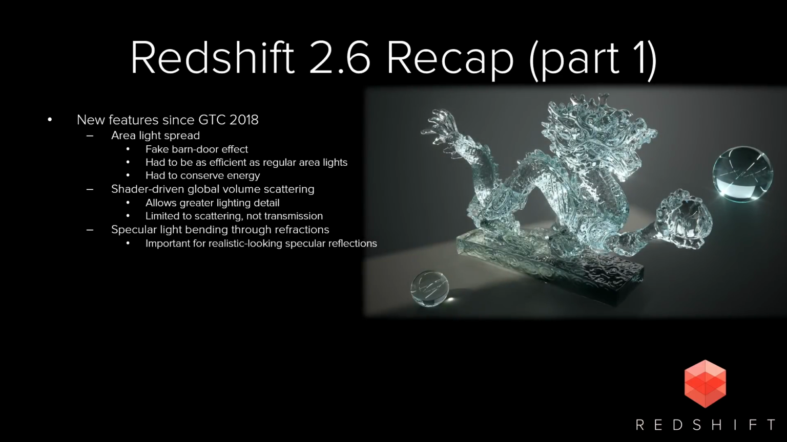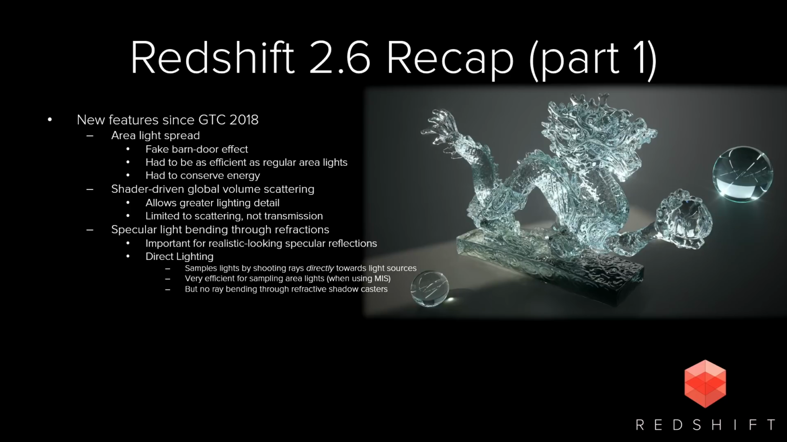All right, and now another important thing that we added with Redshift 2.6 was specular light bending through refractions. This is an important feature for very realistic looking glass and lenses, things like that. If you have a surface and a light source, and you have say a refractive lens between that surface and the light source, you expect to see a warping effect in your specular reflections. And this was something that we didn't support for some time, and I'm just going to tell you a little bit about why that was tricky.